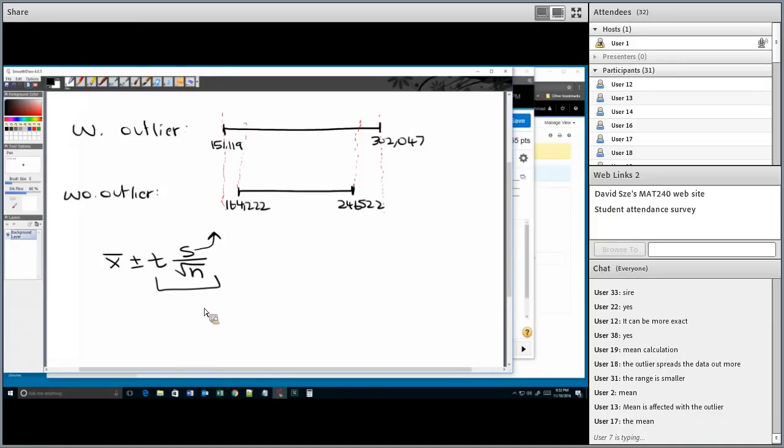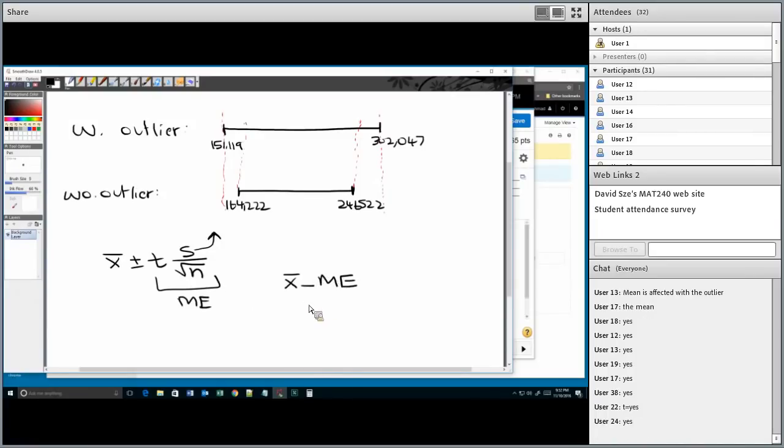this is the margin of error. We all agree with that, right? This is ME. When the outlier is included, you get a larger margin of error, because of this standard deviation, right? When you have a higher margin of error, you will be subtracting a higher value and adding a higher value, which is why you will get a wider confidence interval when the outlier is included.